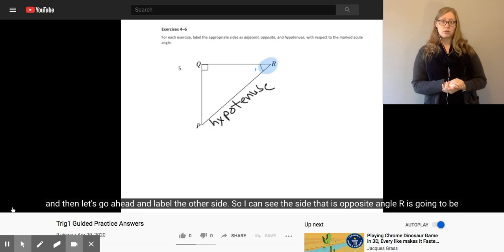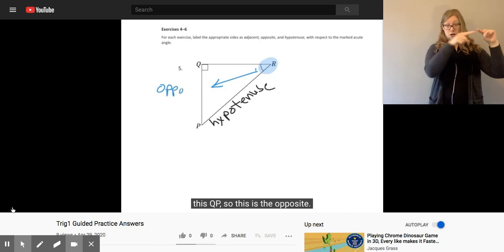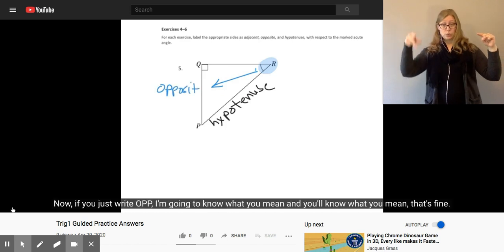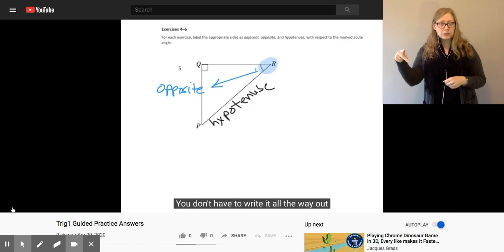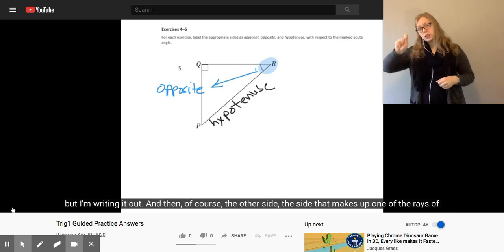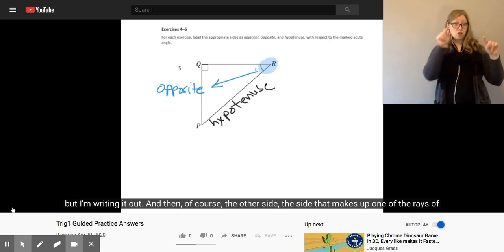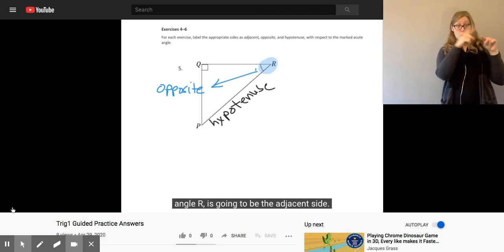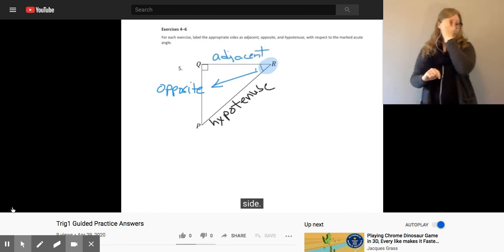And then let's go ahead and label the other side. So I can see the side that is opposite angle R is going to be this QP. So this is the opposite. Now, if you just write OPP, I'm going to know what you mean, and you'll know what you mean. That's fine. You don't have to write it all the way out, but I'm writing it out. And then, of course, the other side, the side that makes up one of the rays of angle R, is going to be the adjacent side. So this is the adjacent side.